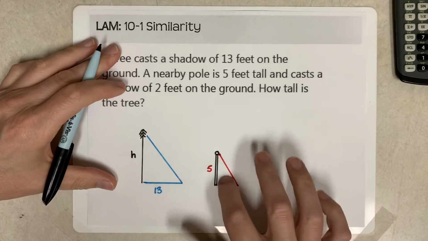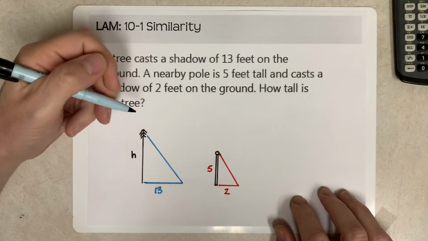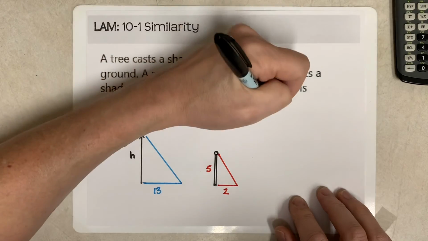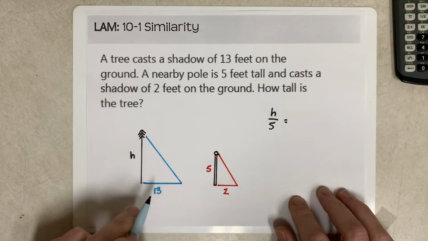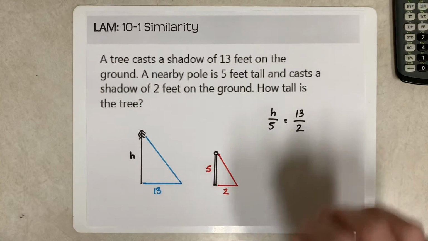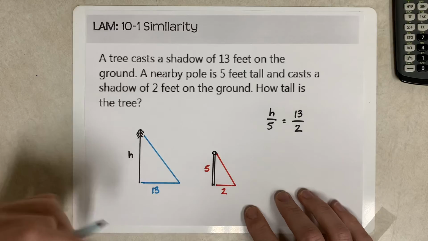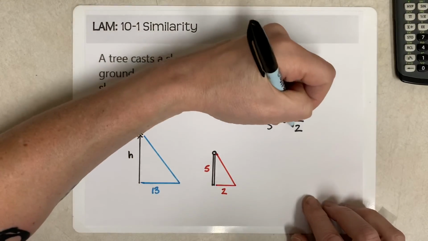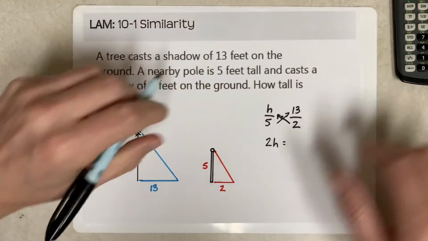So we have two similar triangles, and we are going to now set them up. So there is a proportion we need to use. H over 5, height over height, is equal to 13 over 2, shadow over shadow. Now there is another way to do this, but to not confuse people, I want to do it the same way every time. So height over height, shadow over shadow. Then we cross multiply. So 2 times H is equal to 13 times 5.